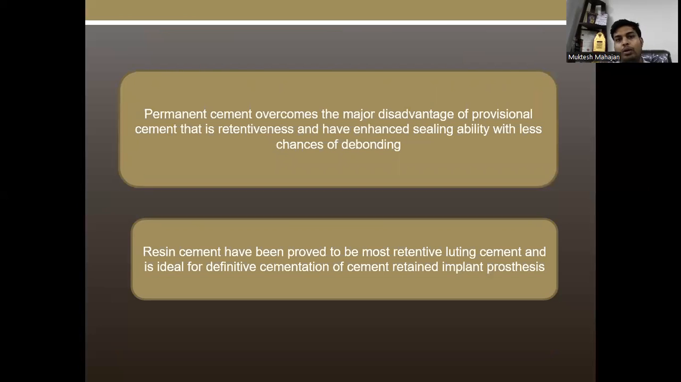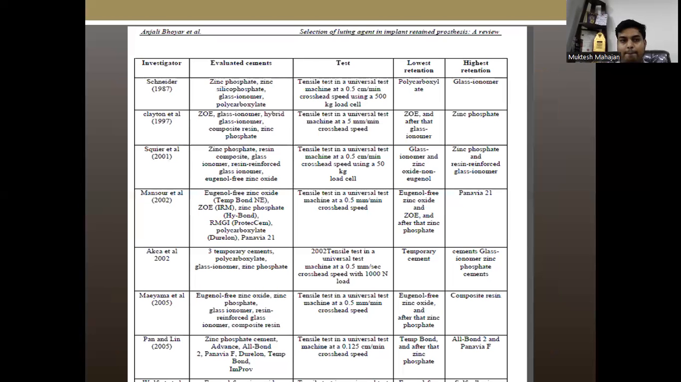Permanent cement overcomes the major disadvantage of the provisional cement, that is the retentiveness, and has enhanced sealing ability with fewer chances of debonding. Resin cements have been proved to be the most retentive luting cements and are ideal for the definitive cementation of cement retained implant prostheses. Again, this chart has been given for implant retained prostheses.